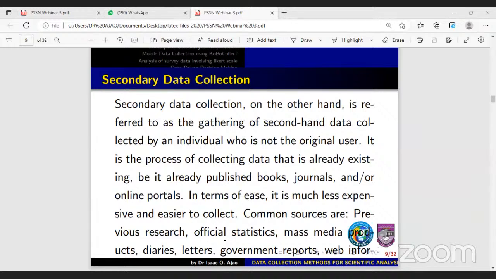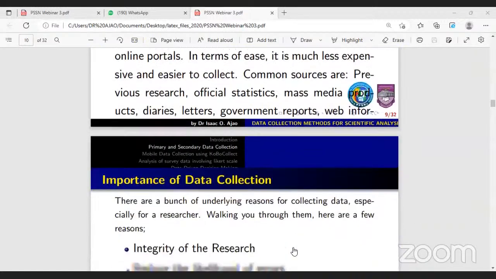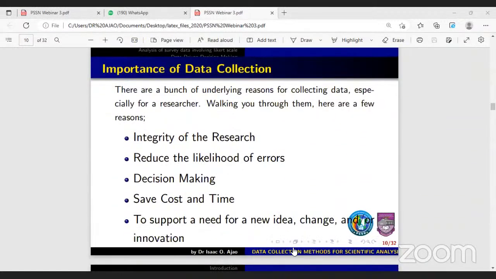So previous research, official statistics, mass media, diaries, and so on, those are sources. Now, the importance of data collection. Why are we even collecting data? The topic is data collection to make a valid decision. Why are we collecting it? There are a bunch of underlying reasons for collecting data, especially for a researcher. Walking through them now, I just gave a few.